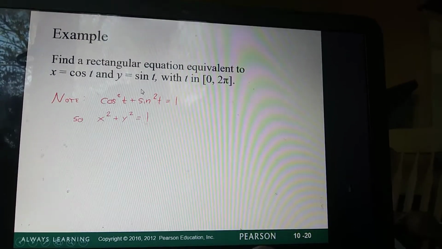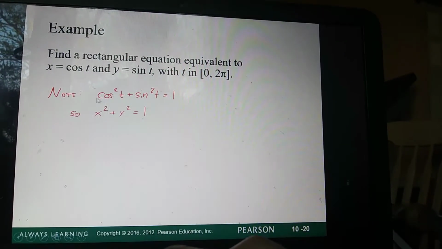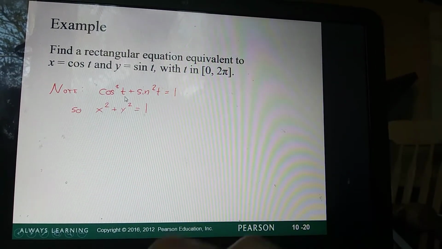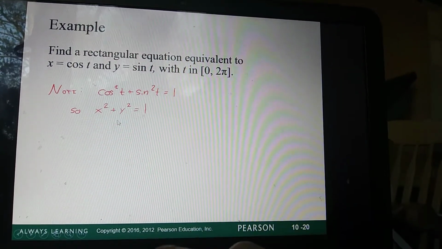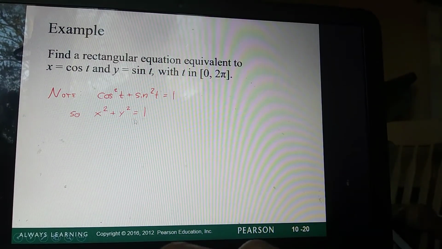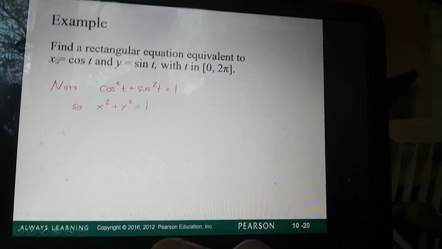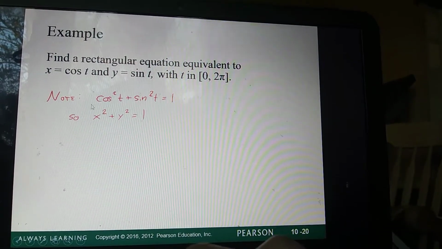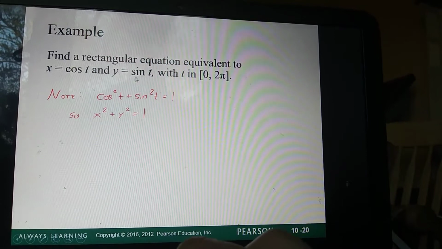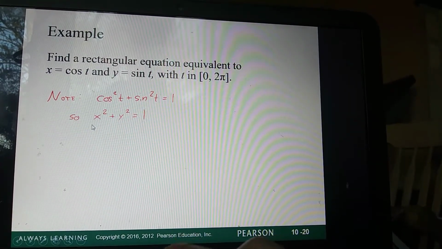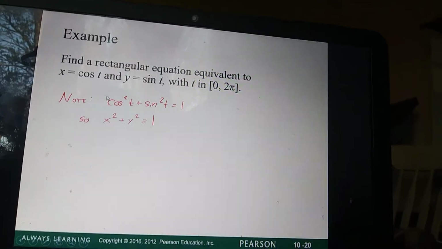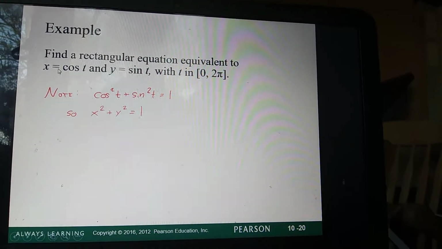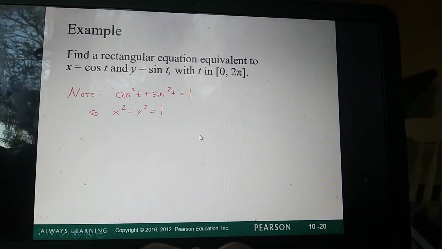What about cosines and sines? These can be a little tricky too, but remember the Pythagorean identity that we learned: cosine squared plus sine squared equals 1. If x equals cosine and y equals sine, all we have to do is square x and square y. Then we have cosine squared plus sine squared equals 1. But what is that really? It's just x squared plus y squared equals 1. So it's a little trivial.